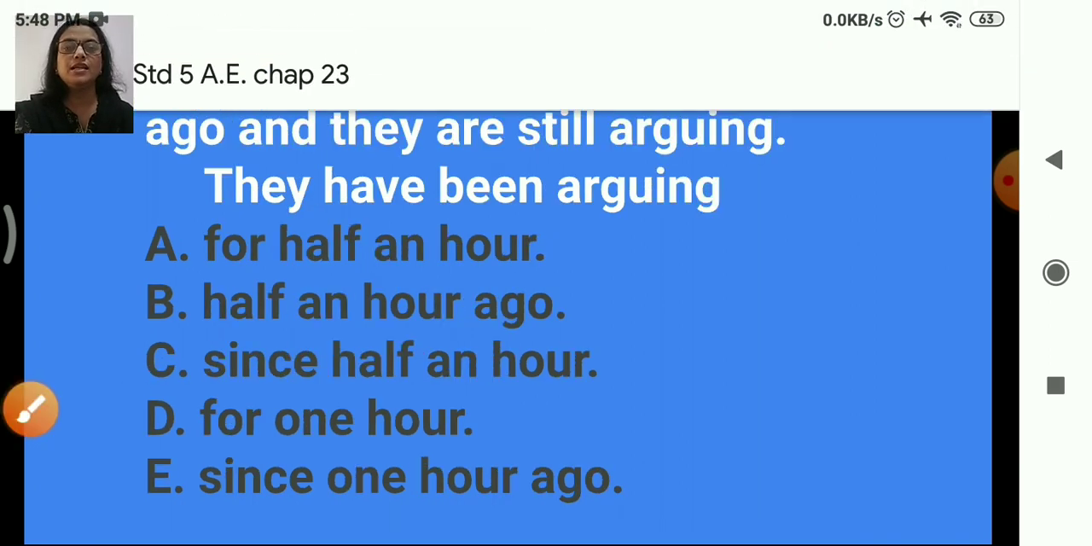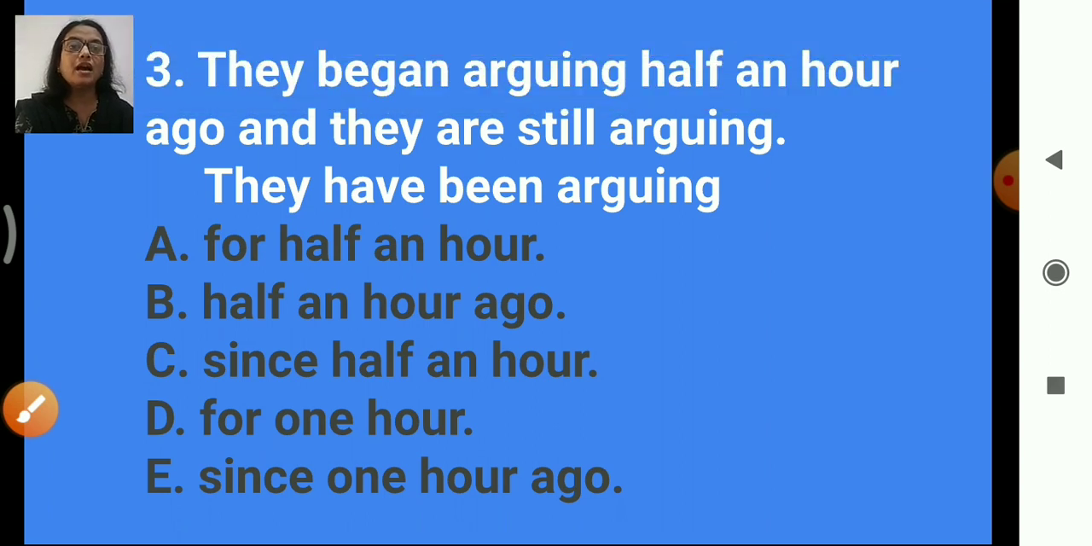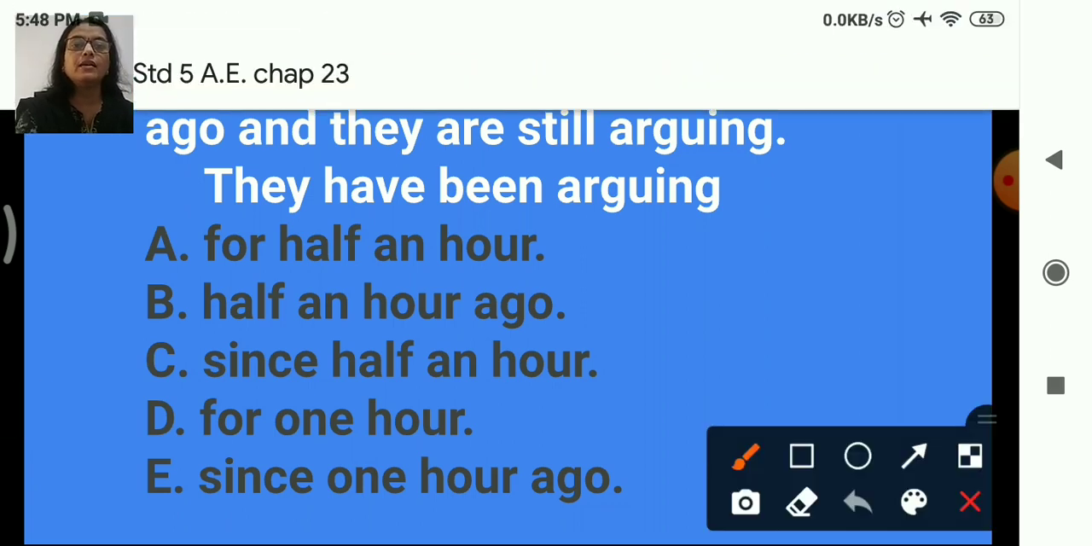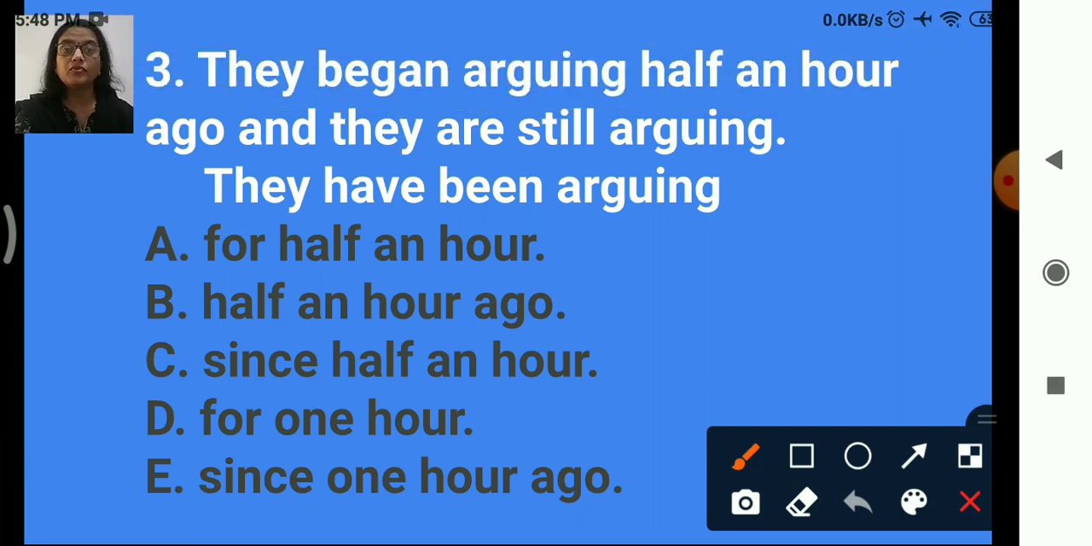Now let's see the next one. They began arguing half an hour ago and they are still arguing. So the options are: they have been arguing for half an hour, since half an hour, for 1 hour, since 1 hour ago. So what should be the answer? Option A. They have been arguing for half an hour, right? They are still arguing. So for half an hour. Option A is our correct answer.